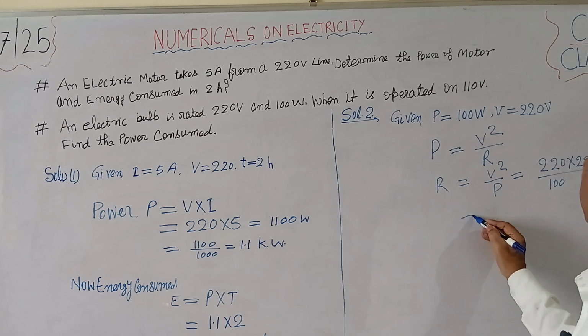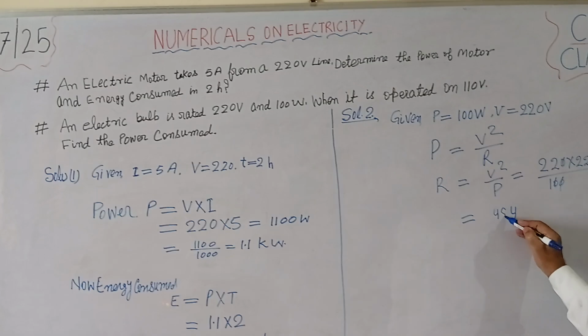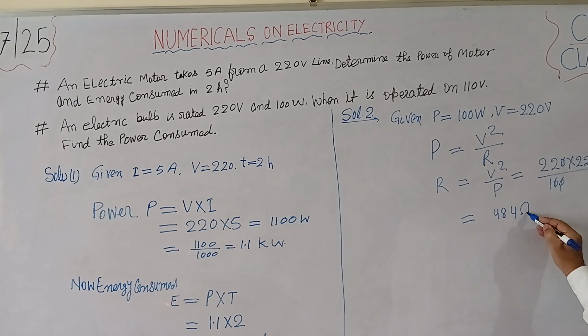So now we will calculate it. The zeros cancel. 22 into 22. That means 22 into 2 is 44 and 22 into 2 is 44, plus 4 means 48. So we will get 484 ohm. So the resistance in this case comes out to be 484 ohm.